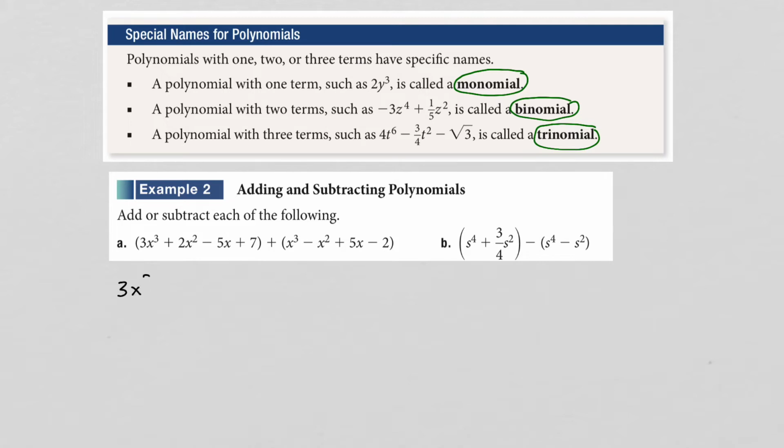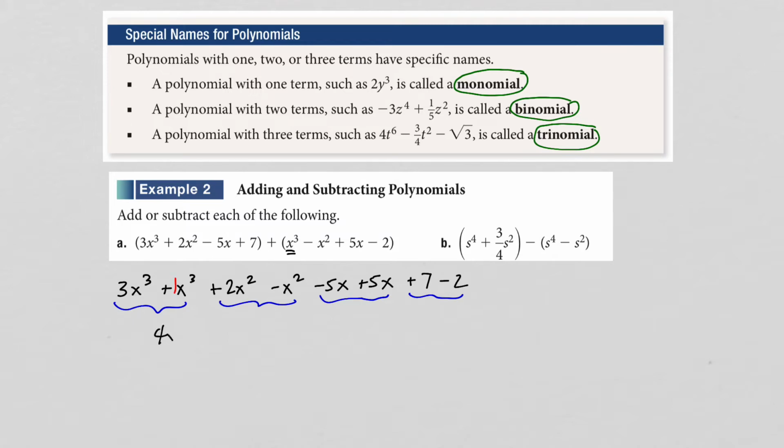So we have 3x cubed here plus x cubed in the second polynomial. Then we have positive 2x squared and then negative x squared, and negative 5x and positive 5x, and then positive 7 and negative 2. So we're simply grouping the like terms together, and then we'll just combine the like terms. So 3x cubed plus 1x cubed, this is 4x cubed.